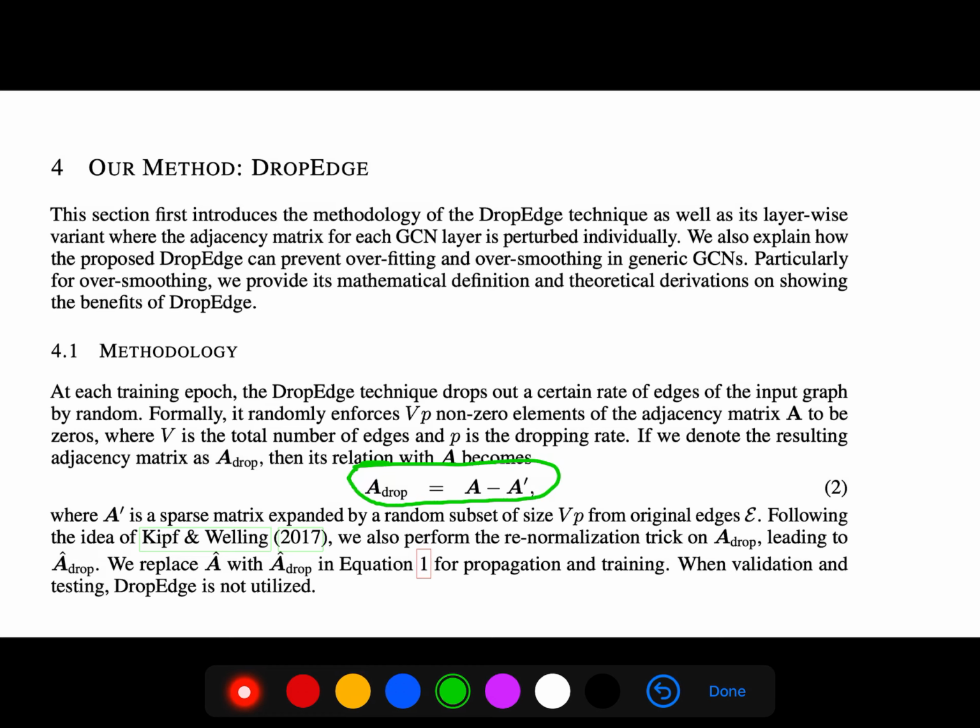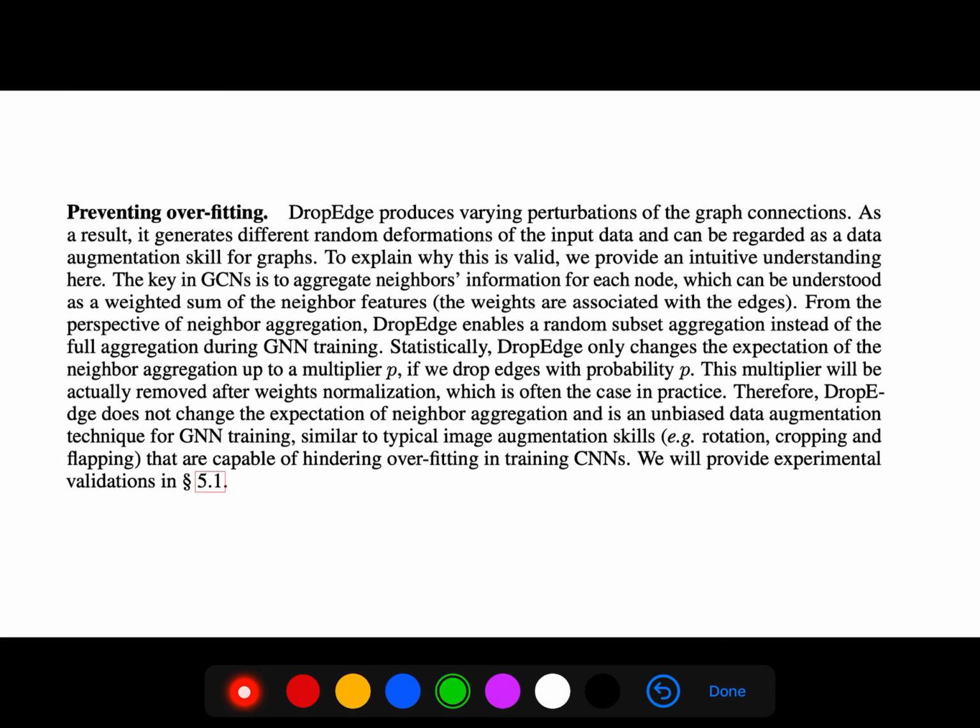We also perform the renormalization trick on A drop, leading to A hat drop. We replace A hat with A hat drop for propagation and training. DropEdge produces varying perturbations of the graph connections. As a result, it generates different random deformations of the input data and can be regarded as a data augmentation skill for graphs. To explain why this is valid, we provide an intuitive understanding here.